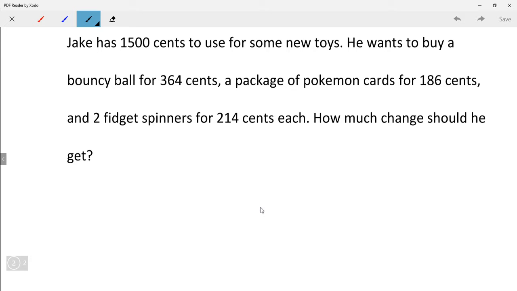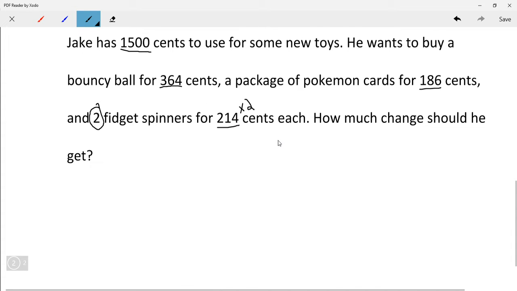So we need to figure out what the difference is between what he starts with, which is 1,500 cents, and what he spends, which is all of this added up. Now this one, it says he bought a bouncy ball for 364 cents, Pokemon cards for 186 cents, but he bought 2 fidget spinners for 214 cents. So that means that we actually have to add in 214 twice, right? 2 times we have to add this up.